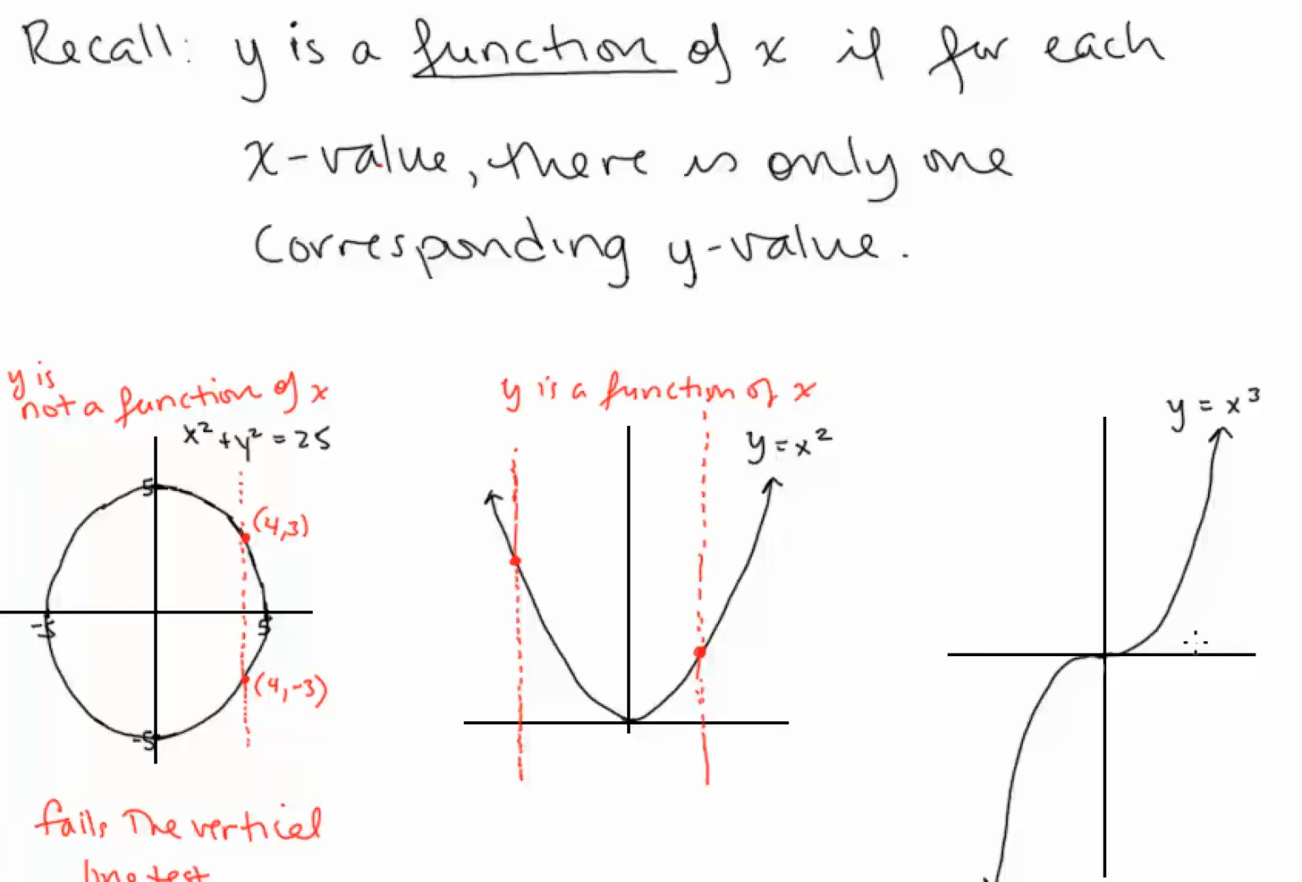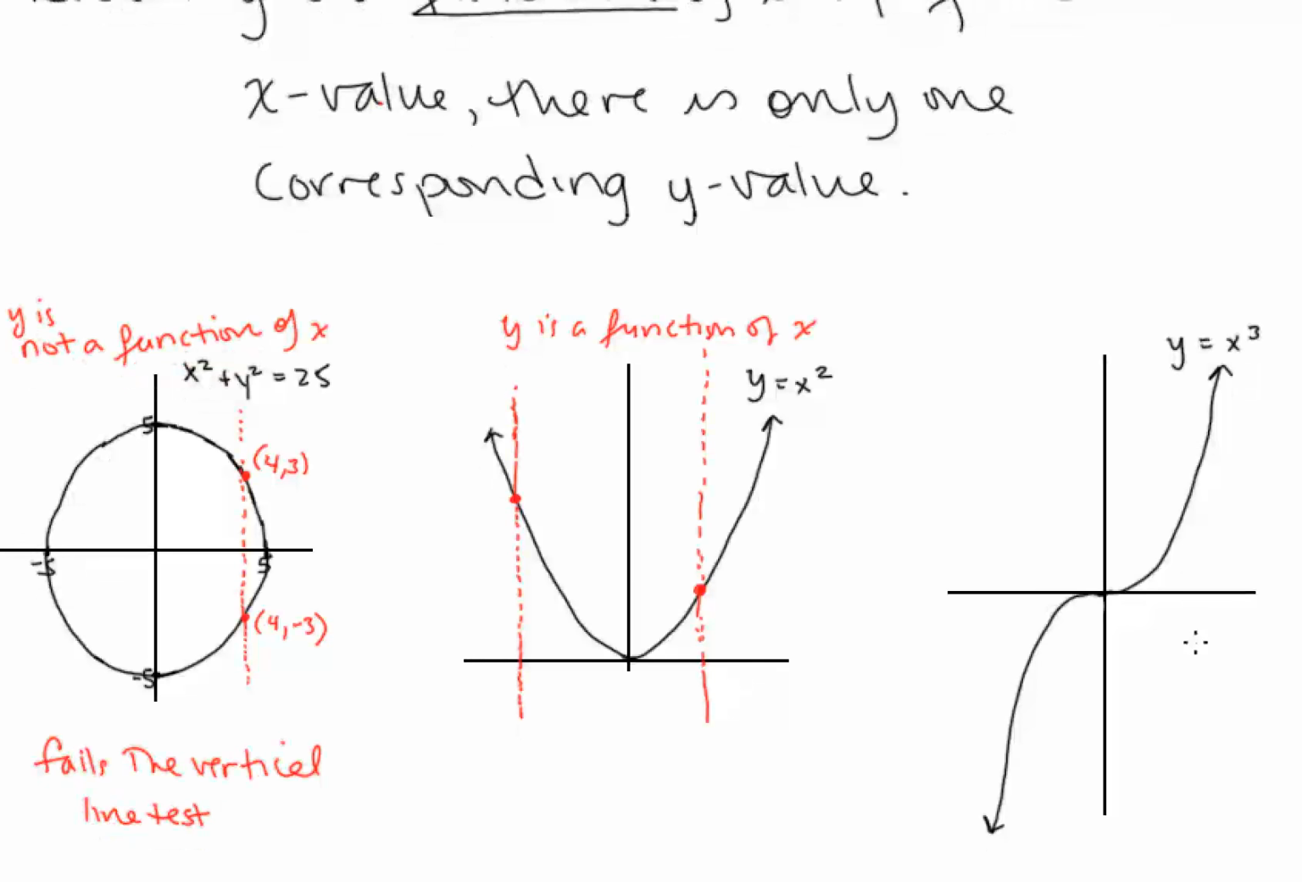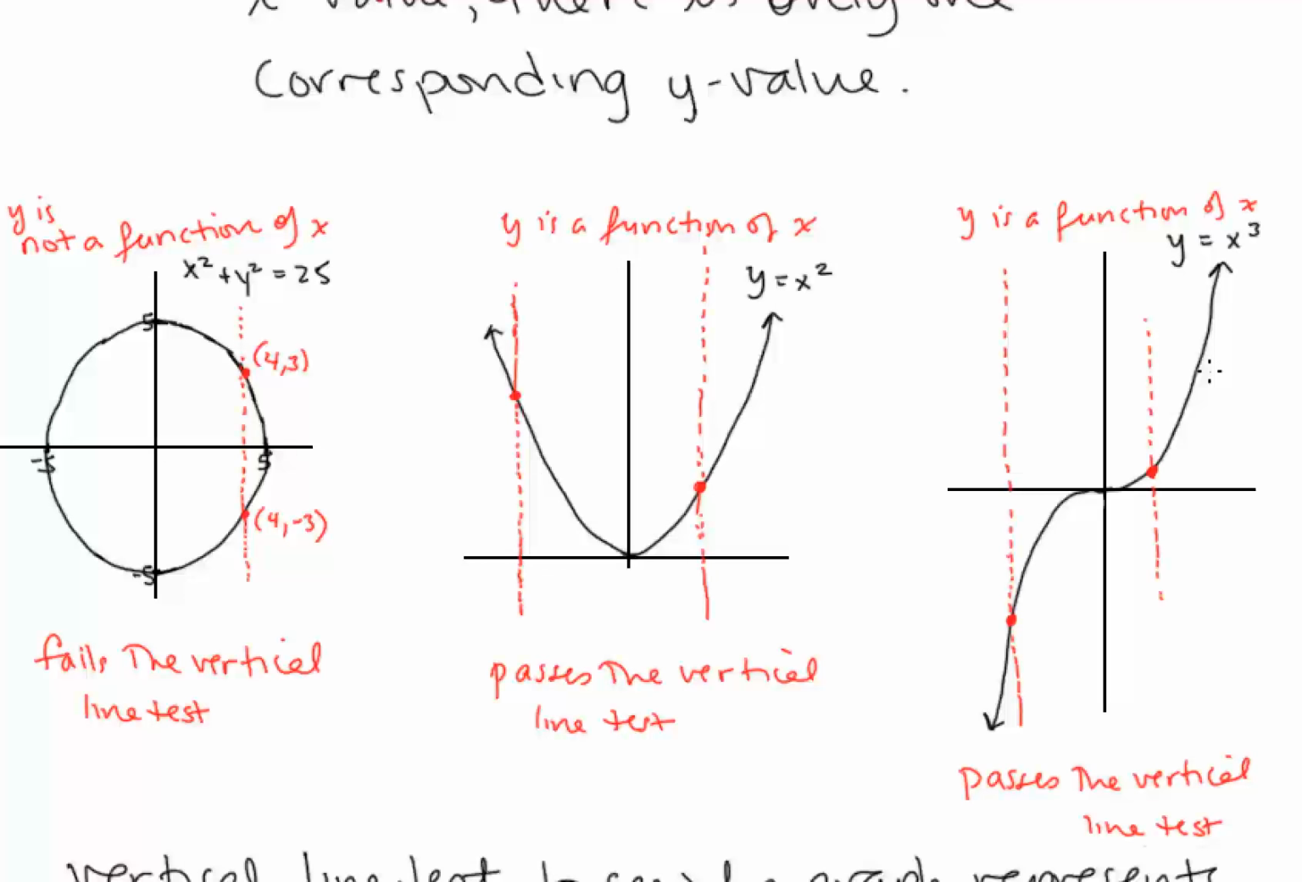And same thing for y equals x to the third. This will also pass the vertical line test. Any vertical line here will hit the graph at most once, and so y is a function of x.